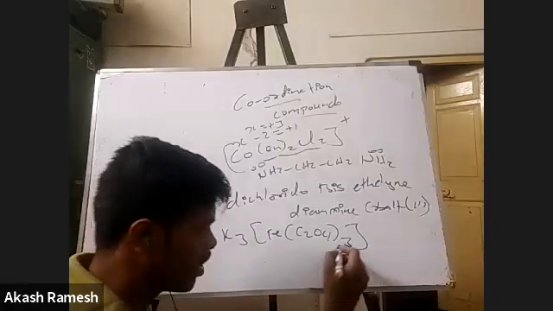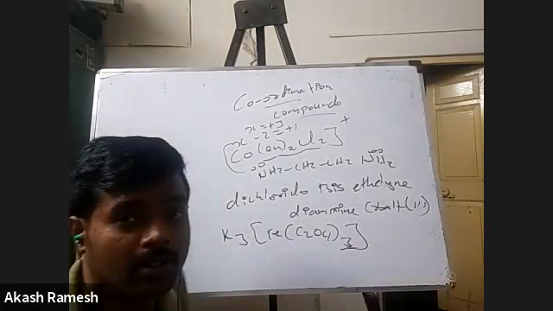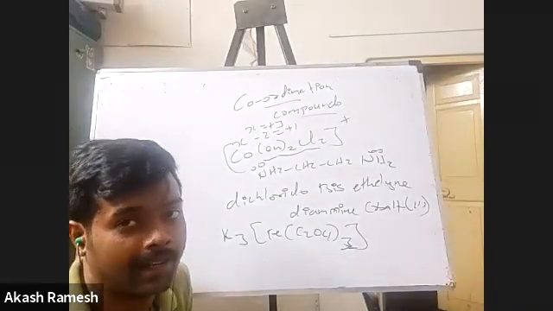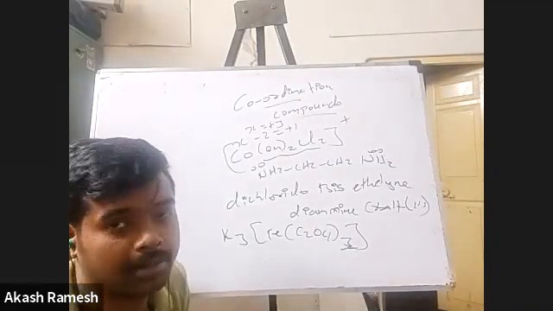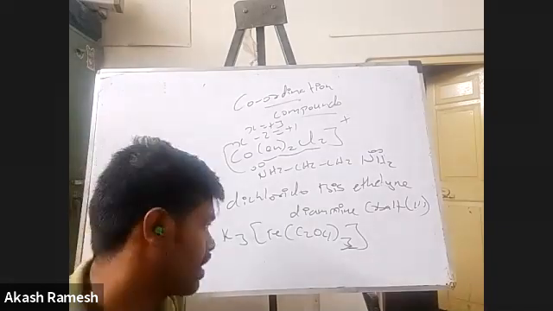Sir, is it potassium trioxalato-ferrate 3? Okay, you're using trioxalato. Tri cannot be used because this is going to be a bidentate ligand. So I should use tris. Other than that, everything is correct.